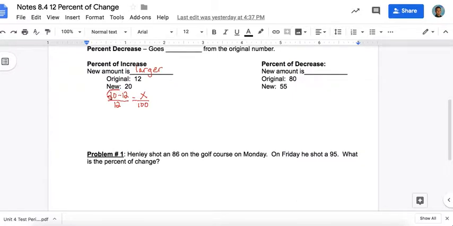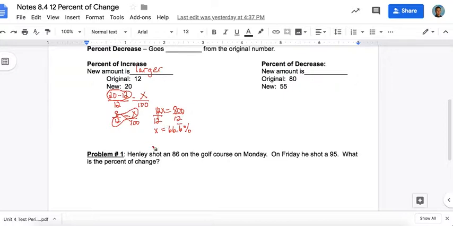Before I do anything, I got to change the 20 minus 12 to 8. So we have 8 out of 12 equals x over 100. 12 times x is 12x. 8 times 100 is 800. I'm going to divide both sides by 12. 12 divided by 12 is a 1 in disguise, and x will equal 66.6 repeating percent.